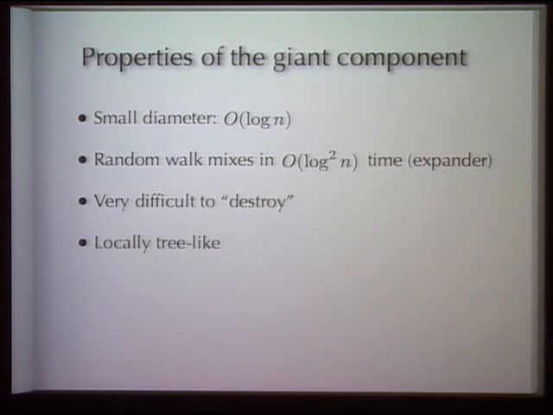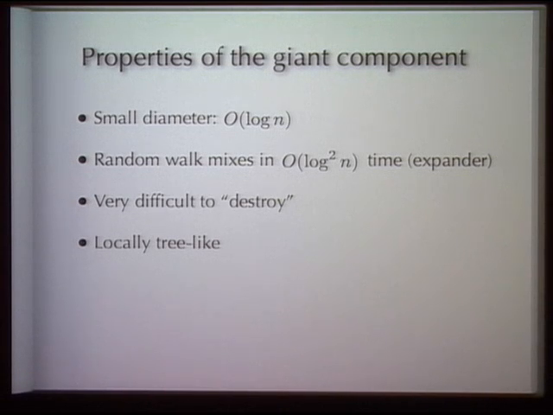So what I'm trying to get at is that the fact that it has small diameter is not the result of everybody going to a central place and then diffusing back, but in fact it holds in a very robust sense. The same robustness is reflected by the fact that it's very difficult to destroy this graph. If you try to remove edges, you actually have to remove quite a lot if you were to separate it into 2 large pieces. And another important property that it has is that locally, it's tree-like.